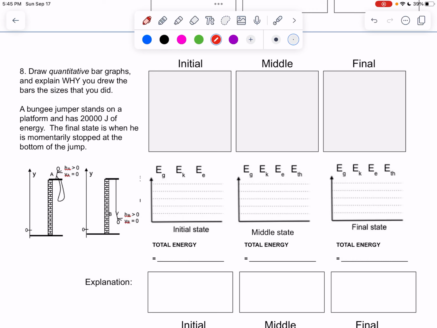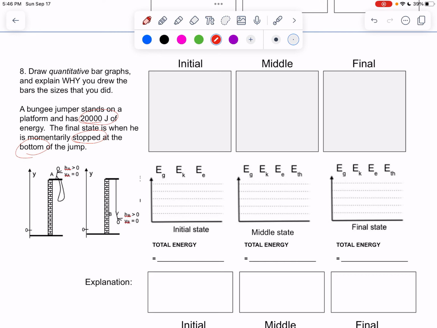Okay, here's number 8. A bungee jumper stands on a platform and has 20,000 joules of energy. The final state is when he is momentarily stopped at the bottom of the jump. All right, so let's think about this.